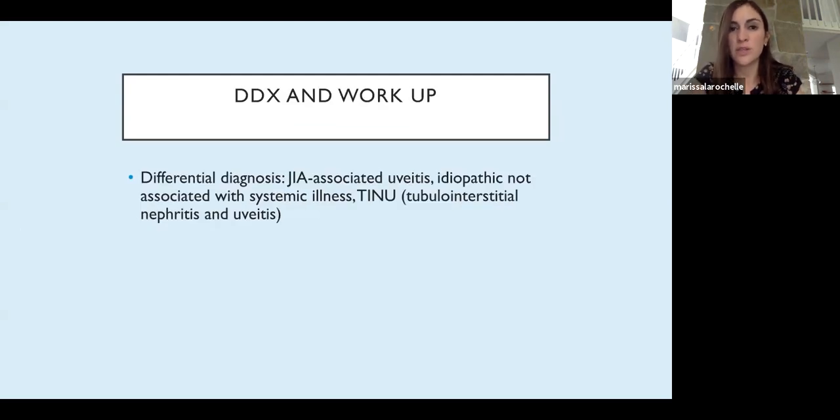So, the differential for this: high on the list would be JIA-associated uveitis. It's a child that presents with chronic anterior uveitis and has some knee swelling and ankle swelling. Other things on the differential would be idiopathic uveitis, which can look much like JIA-associated uveitis, but there's no systemic disease. And then TINU, which stands for tubulointerstitial nephritis and uveitis, is a rare syndrome that involves inflammation of the kidneys as well as uveitis.